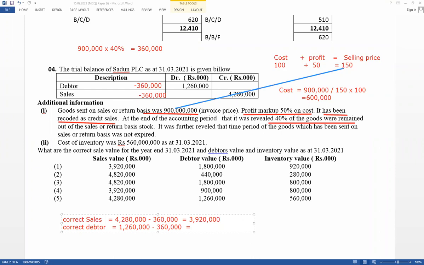Selling price effect for debtors and sales. Therefore, correct debtors value equal 900,000. As well as there's correct inventory value, very, very important. Think goods sent to the other business on sales or return basis. If those are not sales, the right is with our business.